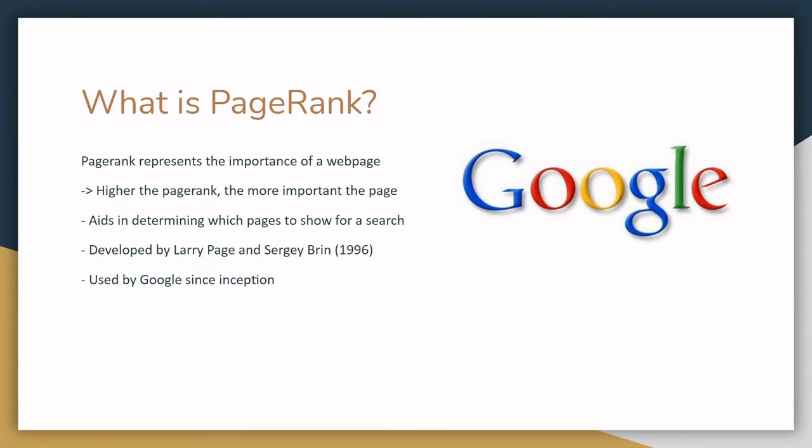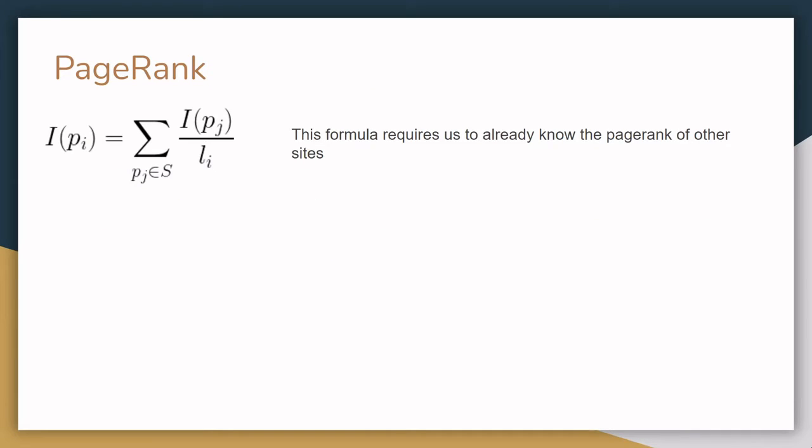So this algorithm was developed by Larry Page and Sergey Brin in 1996 for Google, as they were making Google at the time. And this really helped Google become quite powerful as a search engine. It made it very effective and very good at displaying results that people would want to see. So how do we find the PageRank?